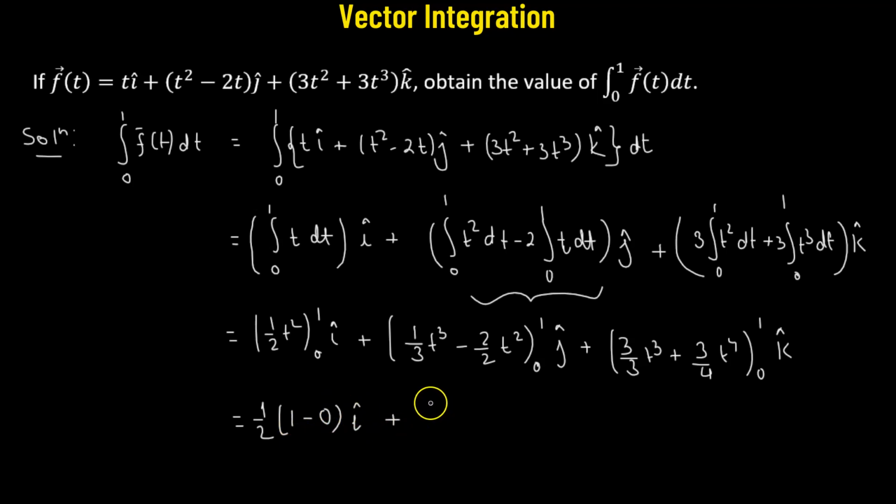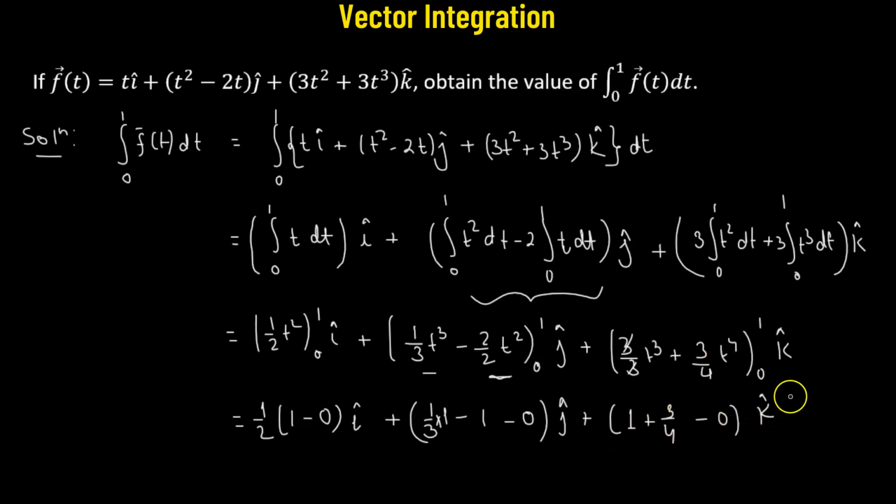Plus we have 1/3 t cubed. So that will be 1 cubed, which is simply 1, minus 2/2 t squared, so that's 1 squared. So we have 1/3 times 1 minus 1, minus 0. The lower limit will make the terms go to 0. So this will be multiplied by j cap, plus we have 3/3, so this is simply t cubed. So we have 1 cubed, which is 1, plus 3/4 minus 0.